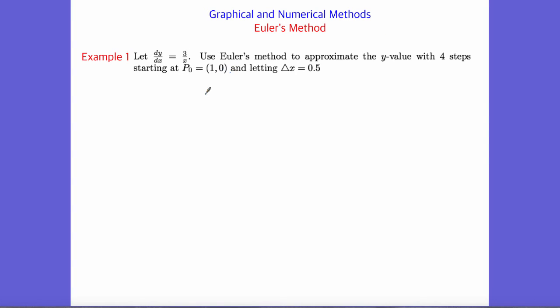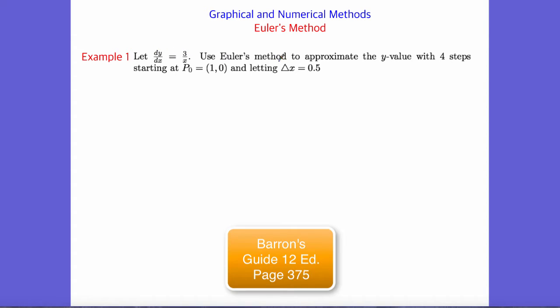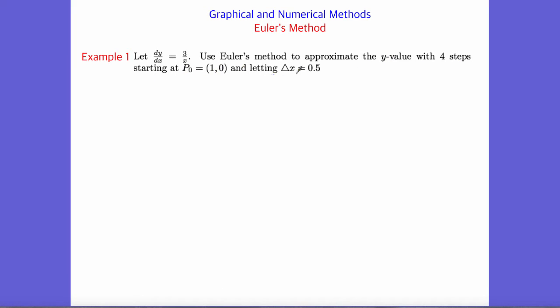So in example 1, we're going to let the derivative dy dx equal 3 over x. Remember, our differential equation. It says use Euler's method to approximate the y value with 4 steps starting at P sub 0 equals 1 comma 0 and letting delta x or h, it can be either one, equal 0.5. So that's our step. So the first thing we're going to do is start with writing x sub 0. Well, our x sub 0 is this value. Here's x sub 0. Here is y sub 0.